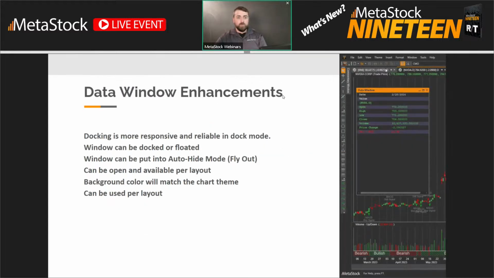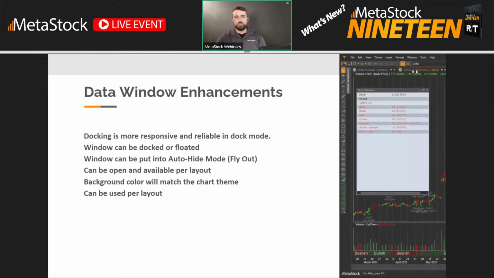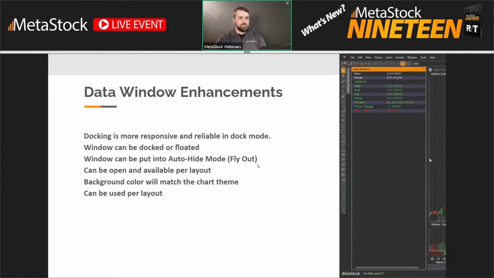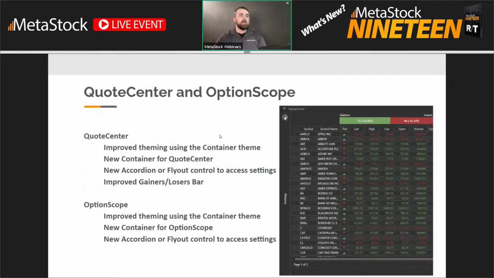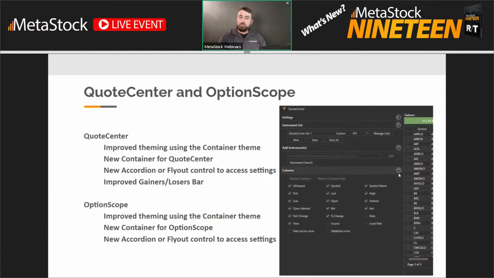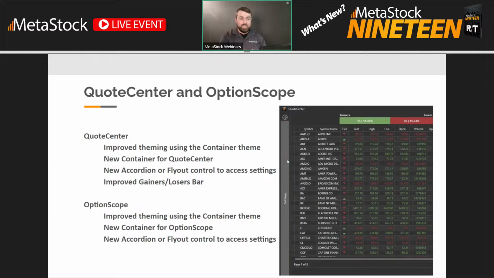And here's the data window enhancements, kind of the same thing. You could have the commentary here with multiple charts open and then click between the charts, and the data window and commentary can apply to the different ones that you're clicking. So Quote Center and Option Scope both got some nice updates as well. Both of them will now utilize the theming. So if you use the dark theme or the light theme, you're going to have that with Quote Center and inside of Option Scope too.